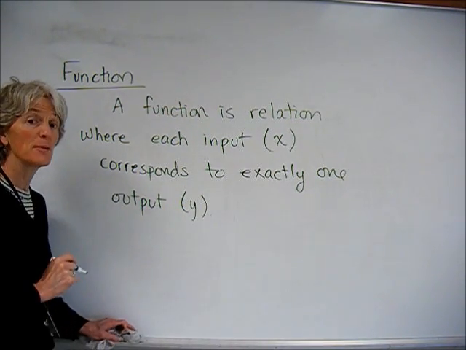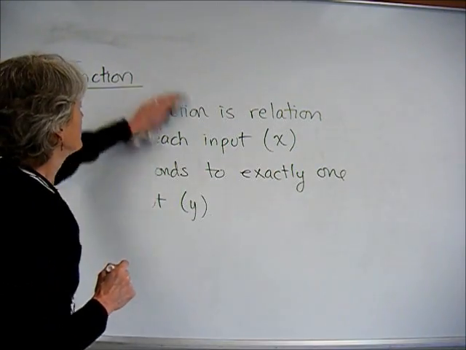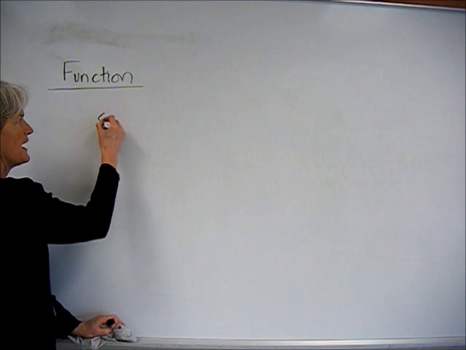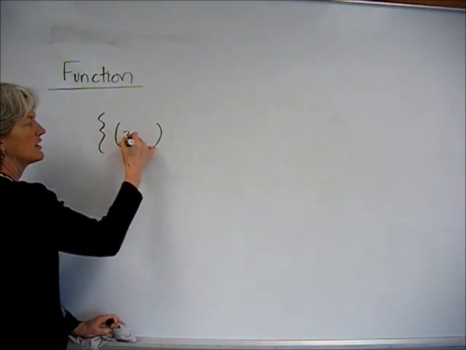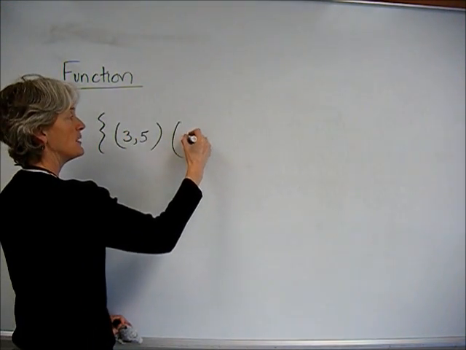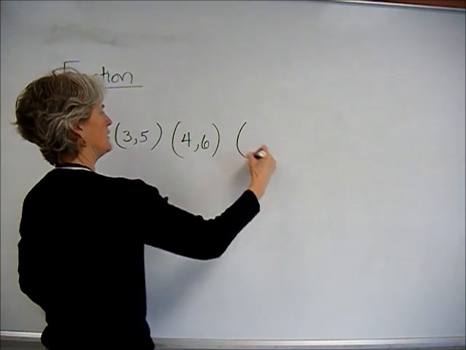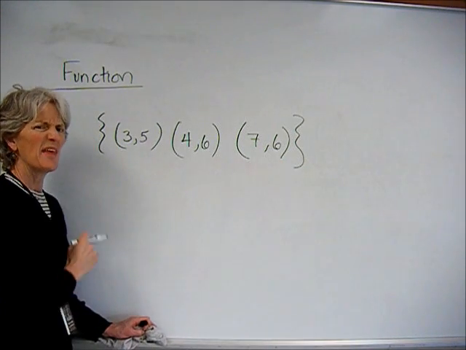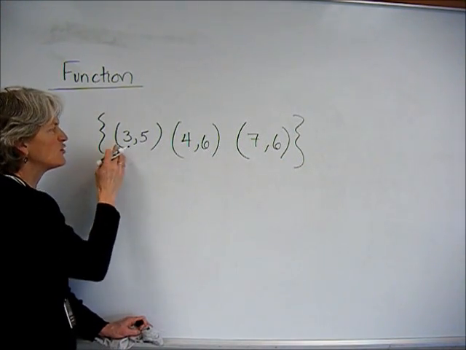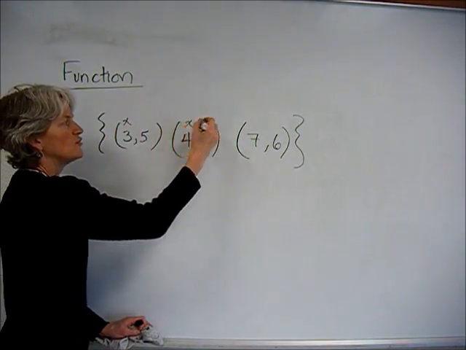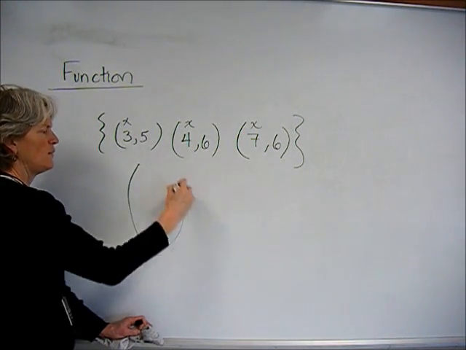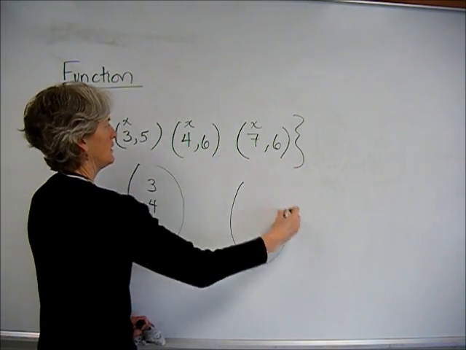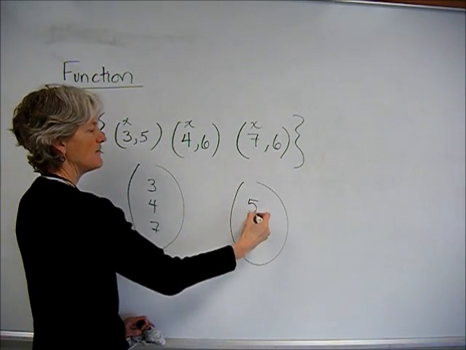Okay, let's look at some more examples of functions. So we've been looking at ordered pairs of relations. So let's take a look at ordered pairs of relations that might be a function or might not be a function. What do you think? Is that a function? Does each input, each x, just go to one y? Well, we can write it like this if that helps. Here are my x values. Here are my outputs or my y values.